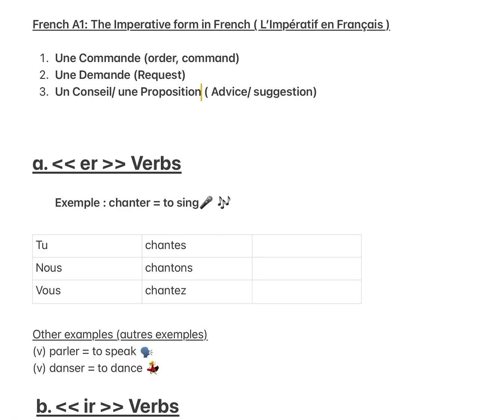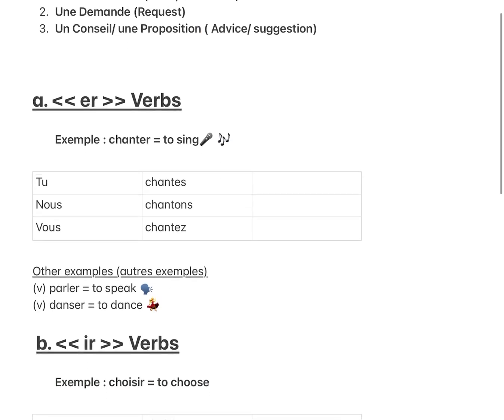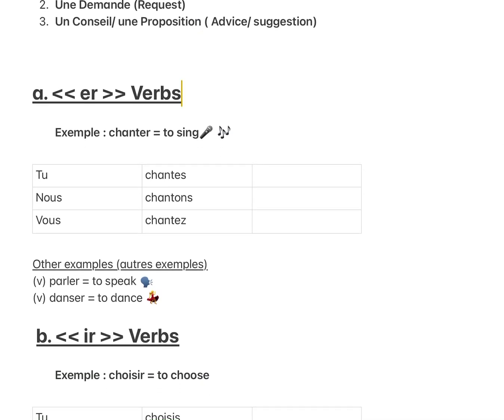Now in French there are three groups of verbs, that is the ER verbs, the IR verbs and the RE verbs, and we are going to learn how to make the imperative form for each one of them. Let's start with the first group of verbs, that is the ER verbs. We have the example of the verb chanter, which is a regular ER verb.